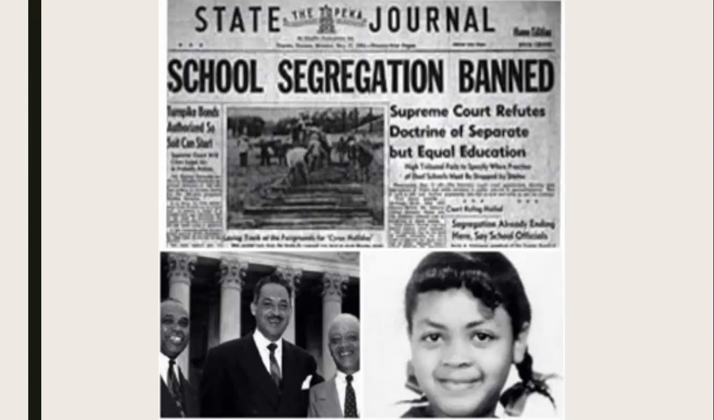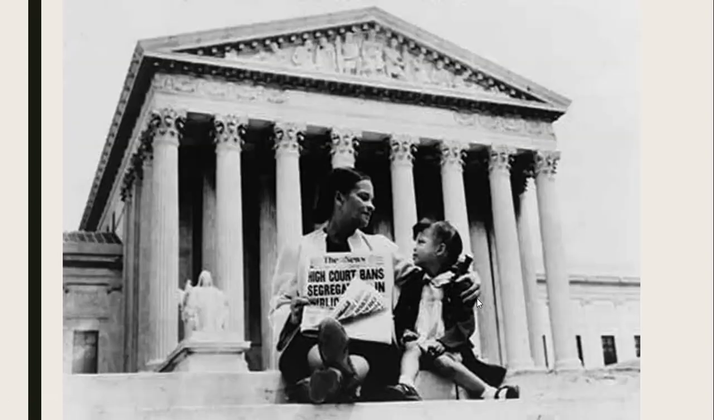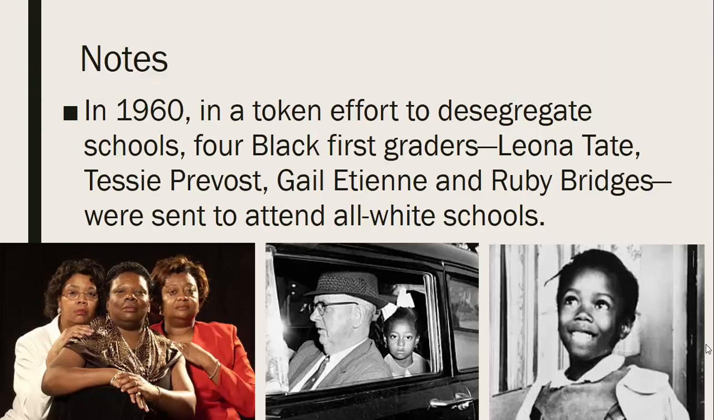Here we see this is the news article after school segregation was banned. This right here is the daughter of the man who sued the school district so that she could go to school. And here she is sitting where the Supreme Court meets with the newspaper saying that the segregation has been banned.